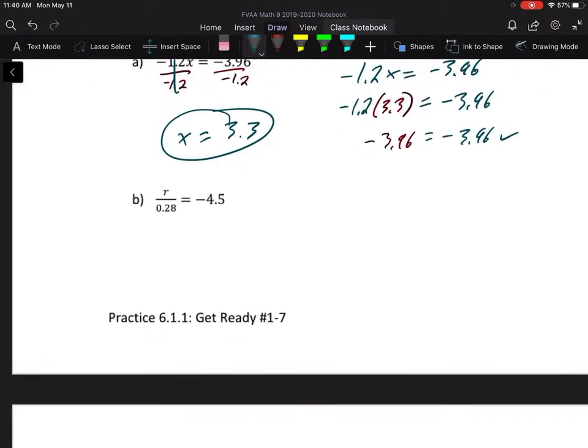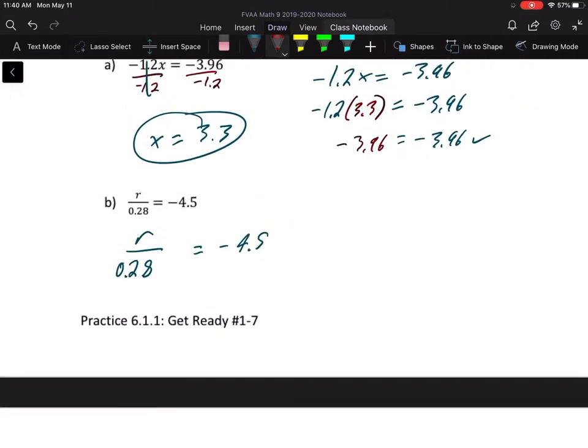All right, let's do another example here. All right, here I have r over 0.28 is equal to negative 4.5. Okay, so again here, I'm doing the opposite operation. So because it's r divided by 0.28, how I'm going to turn that into a 1 is I'm going to multiply by 0.28 on both sides.